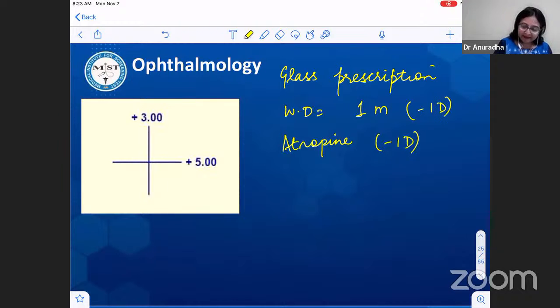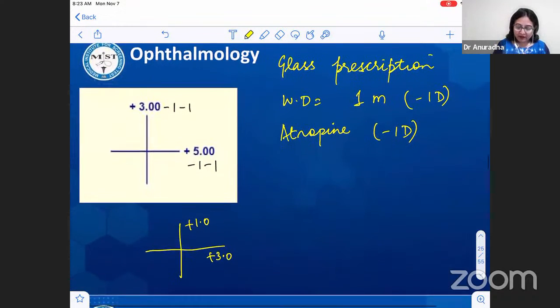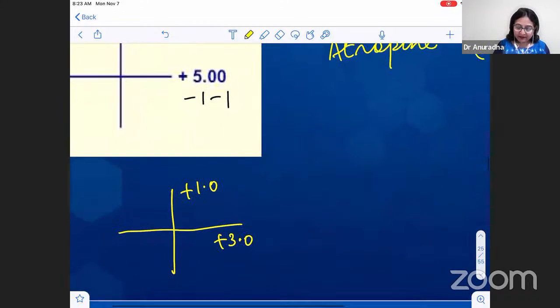So in this case, my retinoscopy will change. I have to do -1 here, and -1 here. Now what will be my corrected cross? My corrected cross becomes +1 here and +3 here. Okay, right? Yes. So now how do I choose the correction?